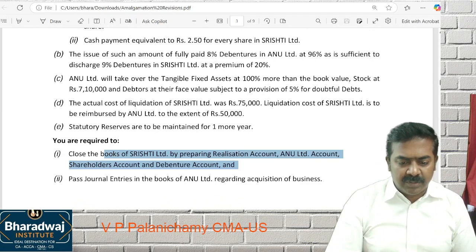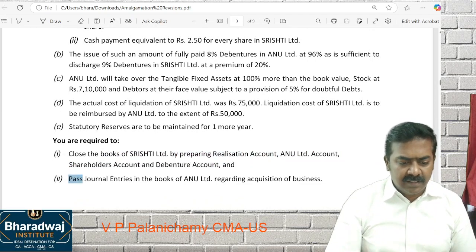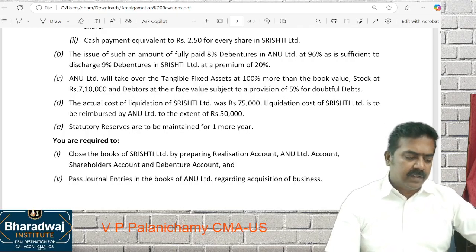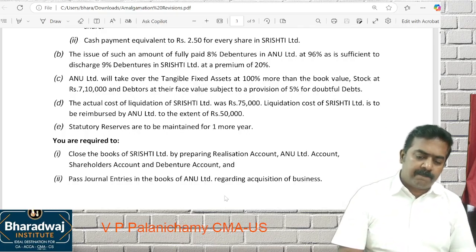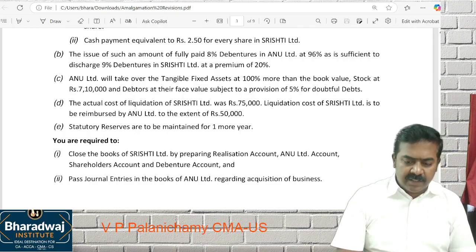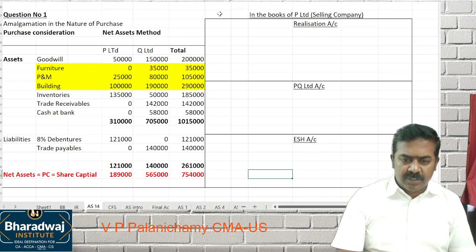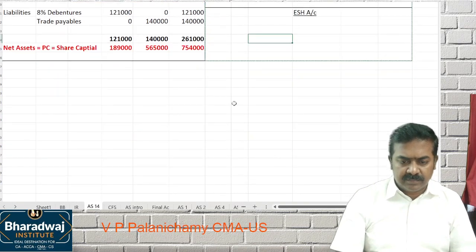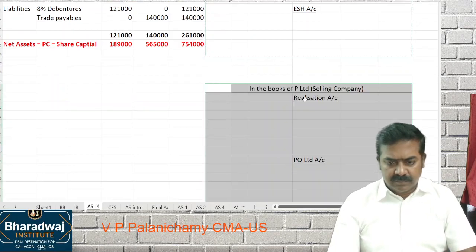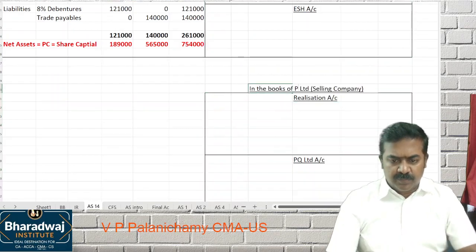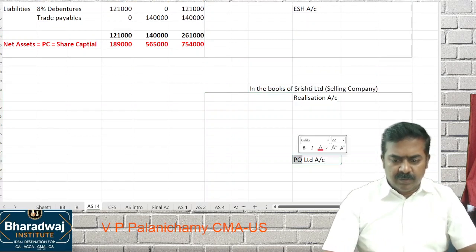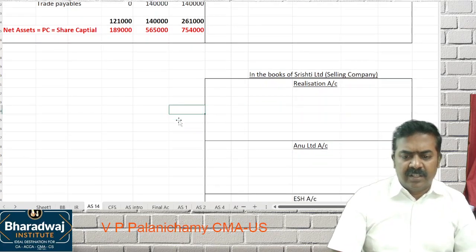The selling company, we will come to that later. In the books of the purchasing company, they ask you to pass the journal entry. The books of the selling company, these ledger accounts, we'll do that later. For that, leave one page gap.